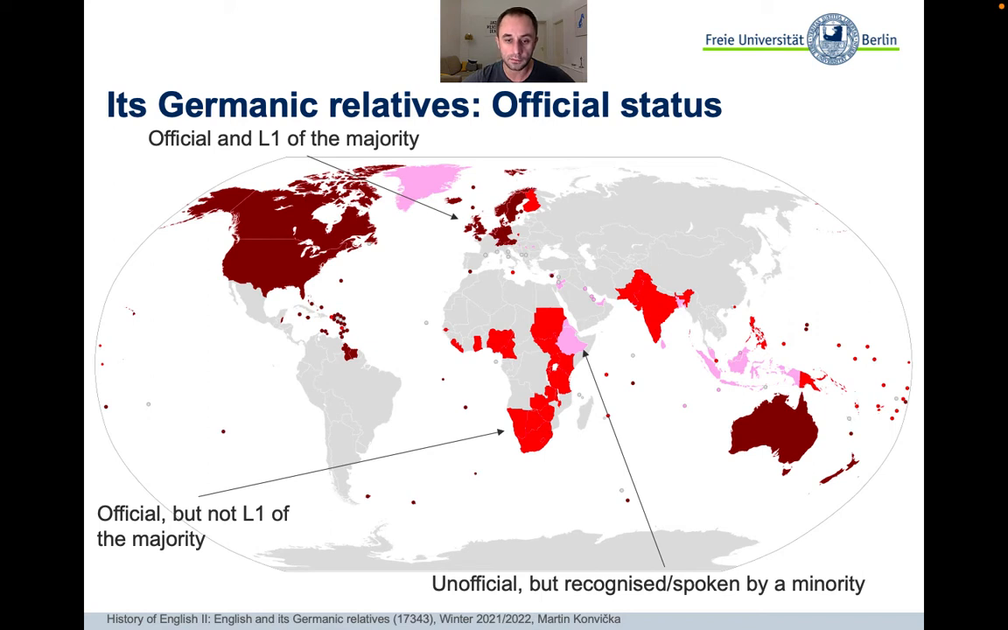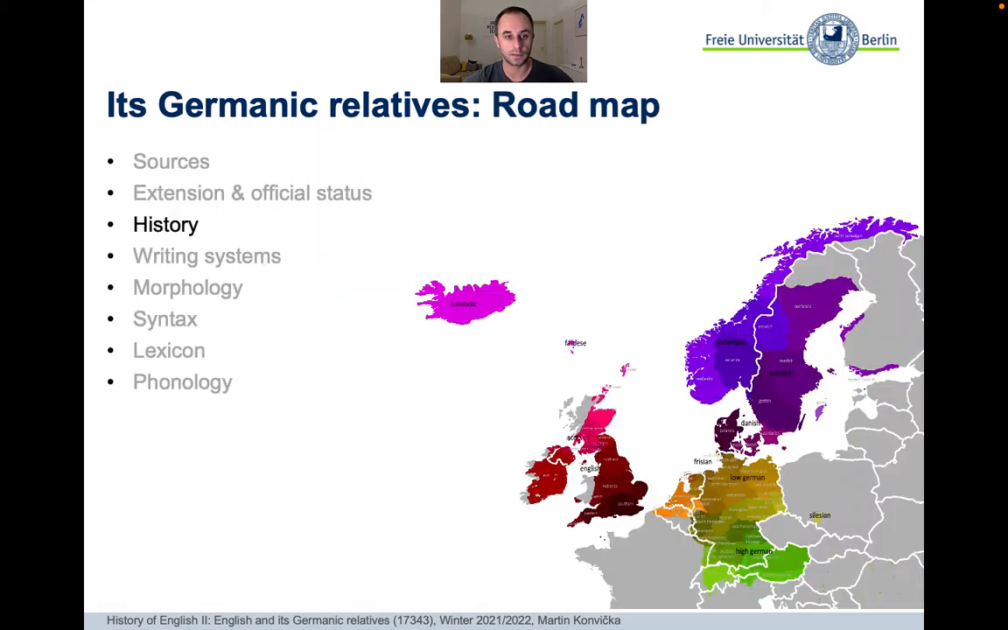And then there are other countries where English, mostly English, but also other Germanic languages, are recognized by the state to have some role in the society, or this language is spoken by a minority, but the language nevertheless has no official position in the country. Okay, so that was that.